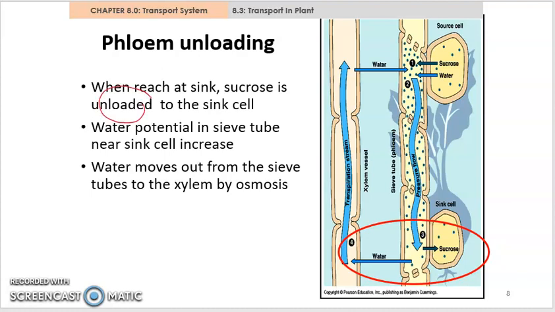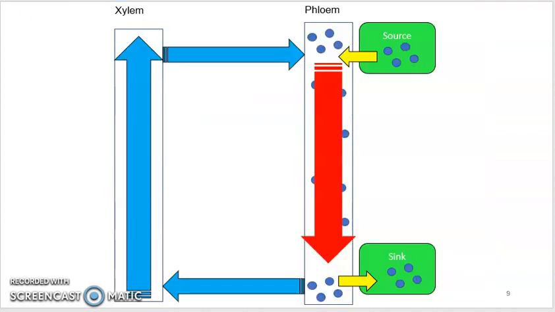So what happened to the water potential in sieve tube? Okay, since sucrose is already unloaded from sieve tube into the sink, what happened? Water potential inside of the sieve tube here will be increased. Okay, so based on concept of osmosis, what happened to the water in the sieve tube here? So it will move out from the sieve tube to the xylem by osmosis. Okay, so this is the concept of the translocation.